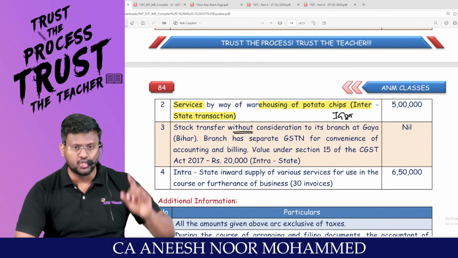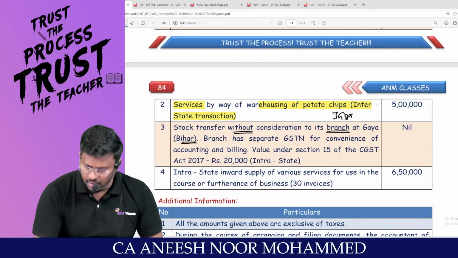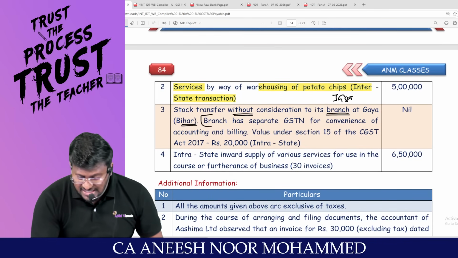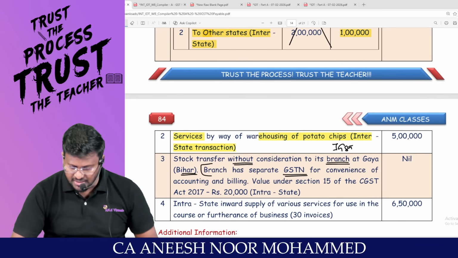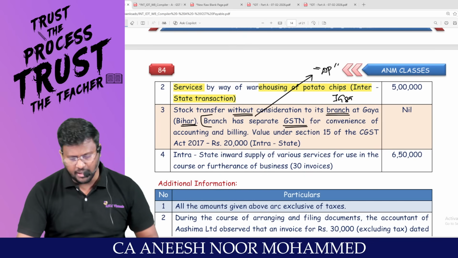That means they are talking about Schedule 1, deemed supply, to its branch in Gaya, Bihar. Sir, where are we situated? Bihar. They are also in Bihar. The branch has a separate GSTN. That means they are what person? Distinct person, for convenience of accounting and billing.